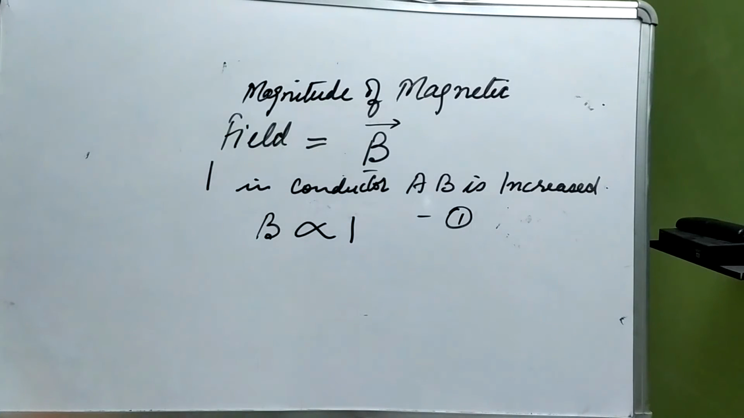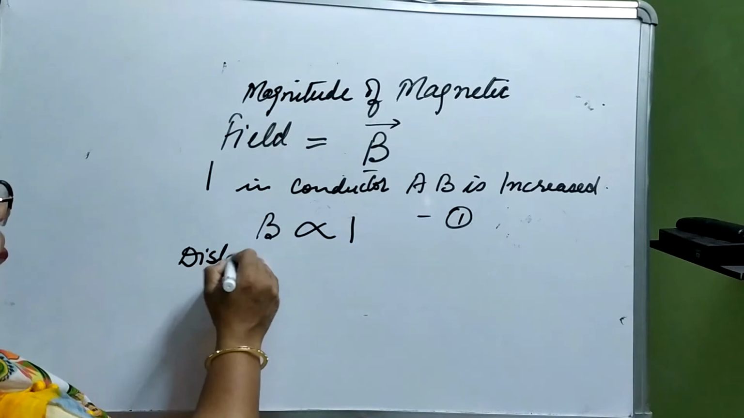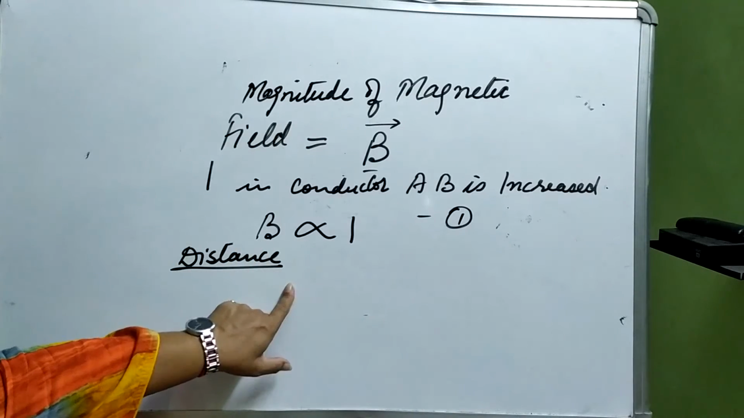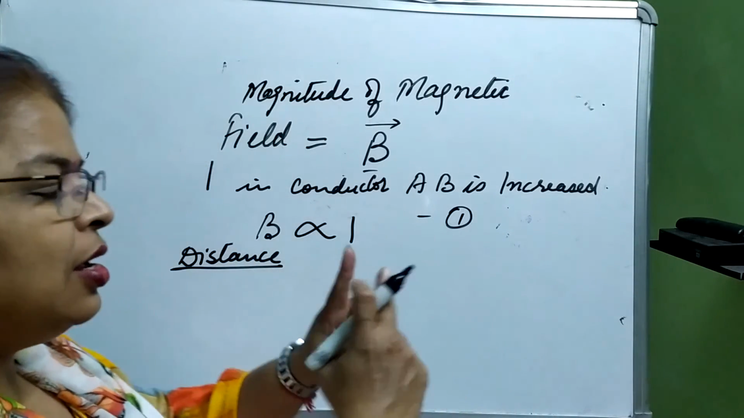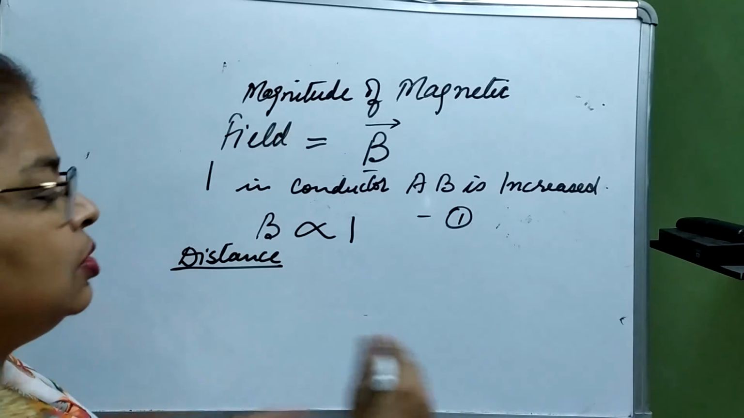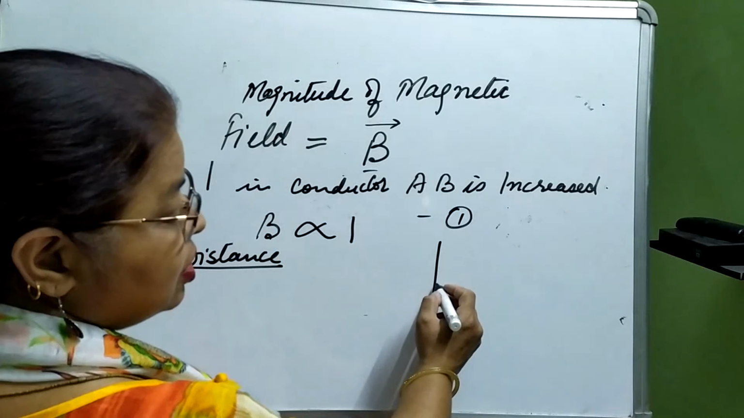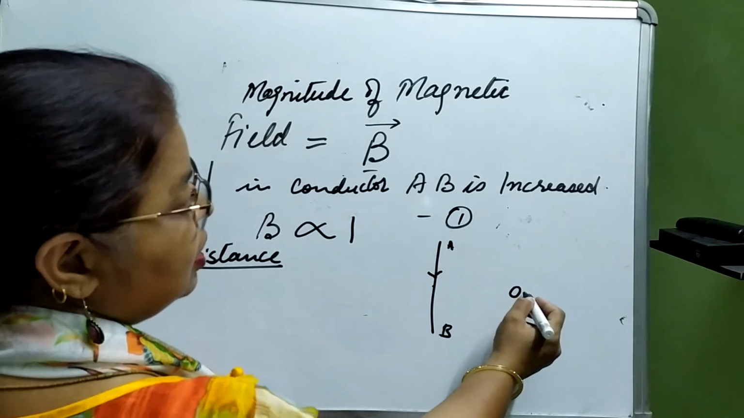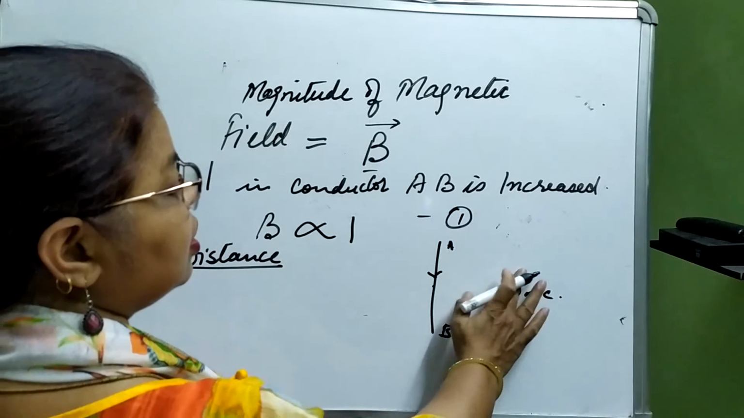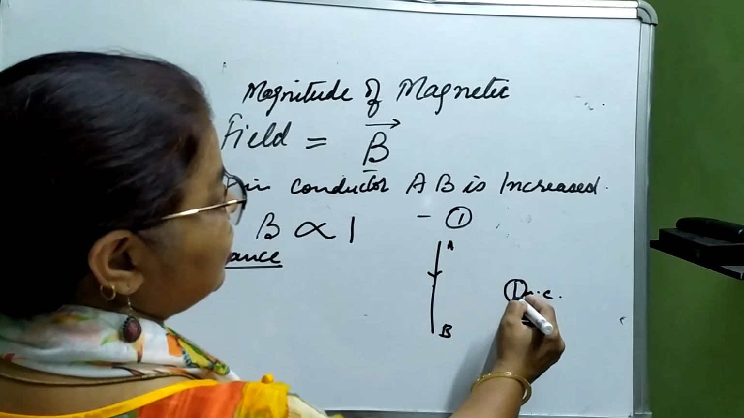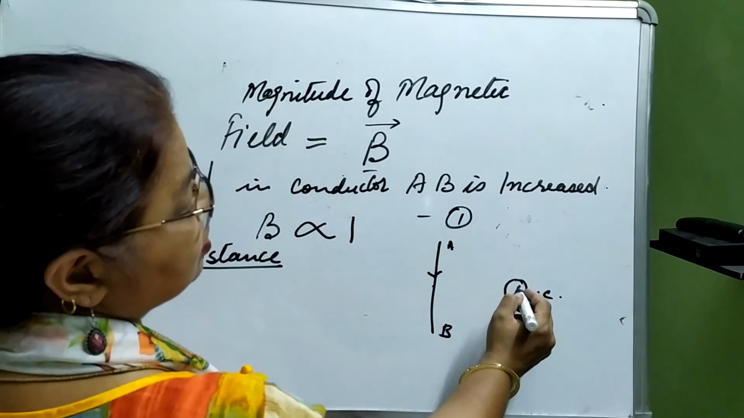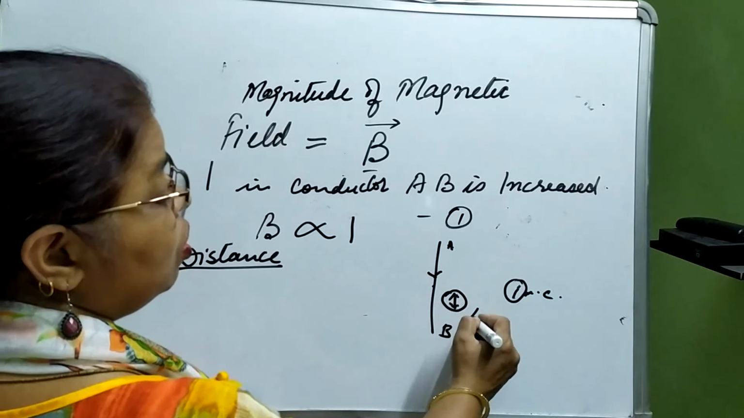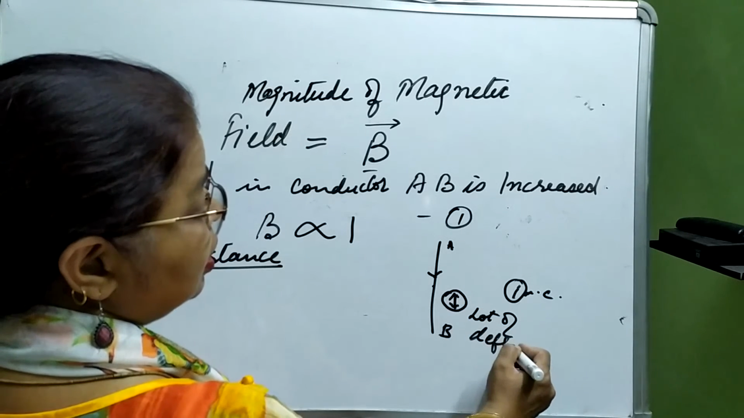Now let us come to the second concept, which is distance. If we increase the distance between the current carrying conductor and the magnetic compass, what do you think is going to happen? Just see, this is the straight current carrying conductor, and the current is flowing from A to B. Now here the magnetic compass is kept. How would the deflection be seen? It is going to show very little deflection. But if the magnetic compass is kept here, it is going to show a lot of deflection.